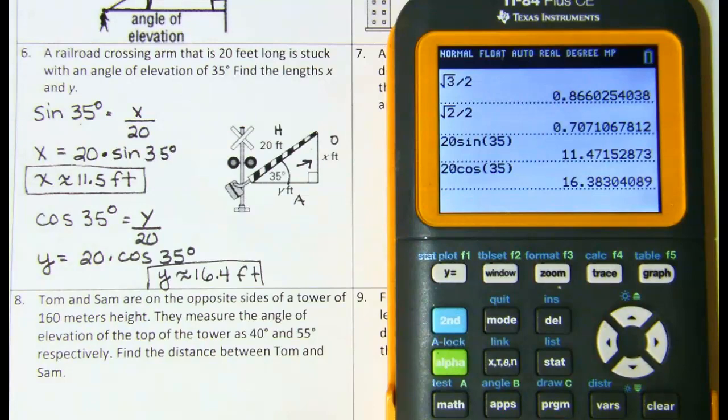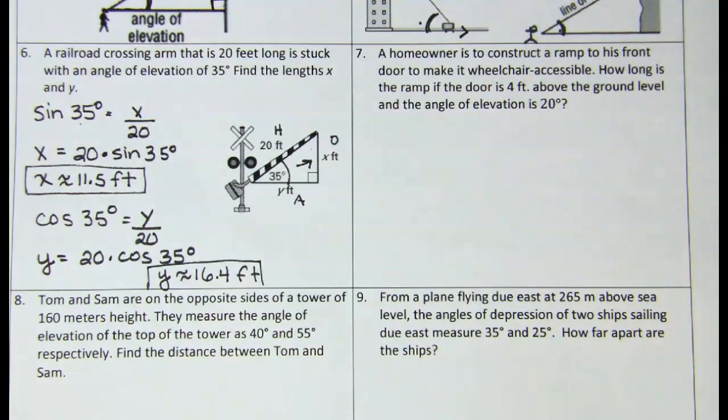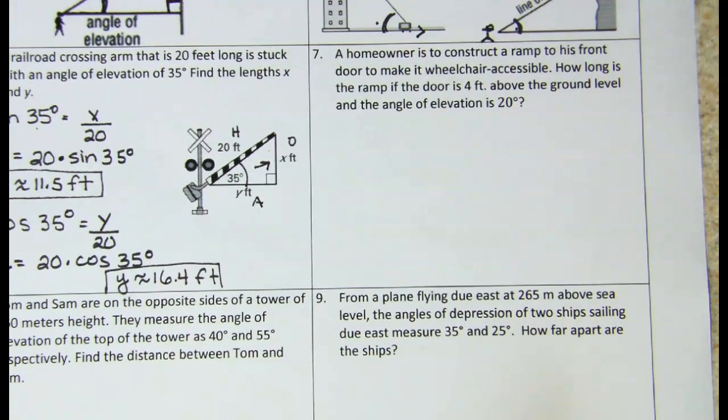So you will come to learn that the sine, cosine, and tangent ratios actually are a lot quicker in solving problems. Now, question 7 is going to be, can you draw this and then figure out what it's asking you to do? It says a homeowner is to construct a ramp in front of his front door to make it wheelchair accessible. How long is the ramp if the door is 4 feet above ground level with an angle of elevation of 20 degrees?